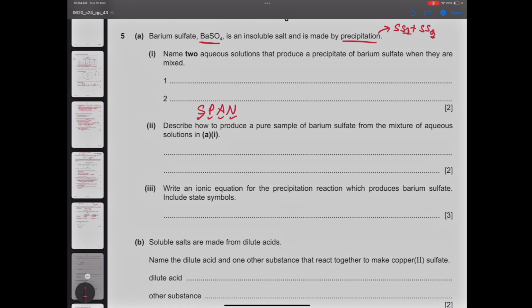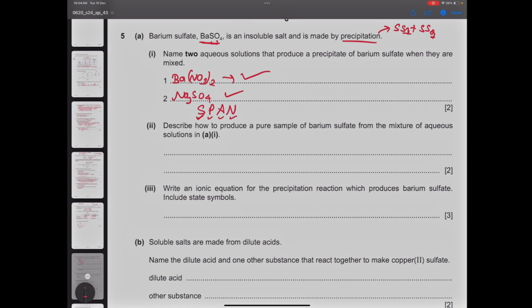So, first thing, we can obtain barium from barium nitrate because all nitrates are soluble, so you can use barium nitrate. Use the simpler one. Then we also need to obtain sulfate somehow. So you can use sodium sulfate because all sodium salts are soluble. So just use sodium sulfate. Write barium nitrate here and sodium sulfate here.